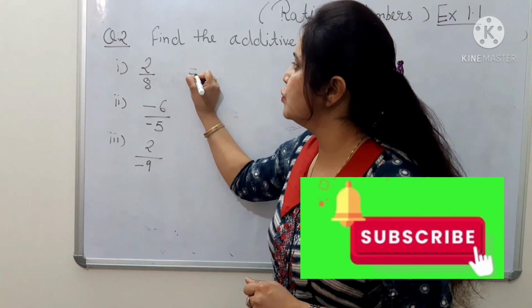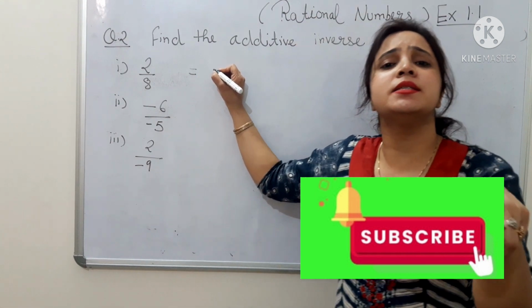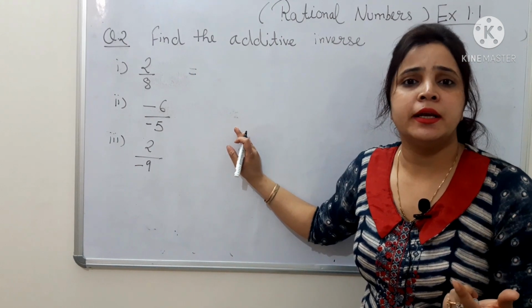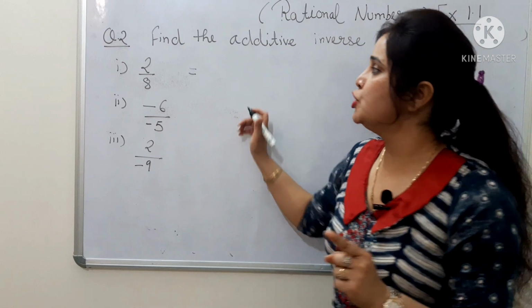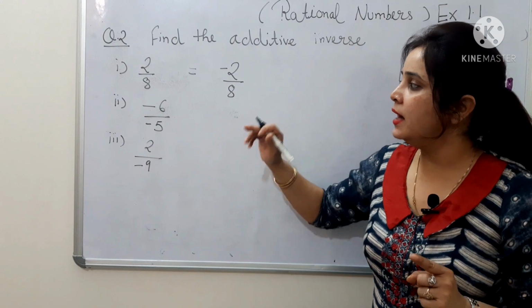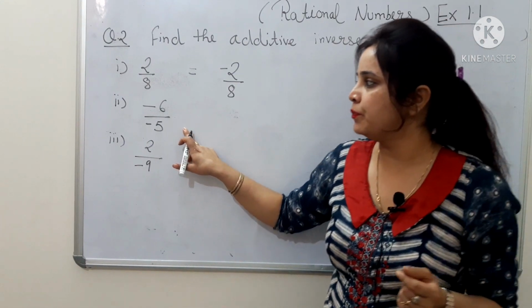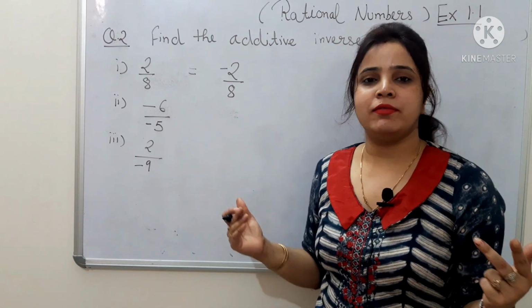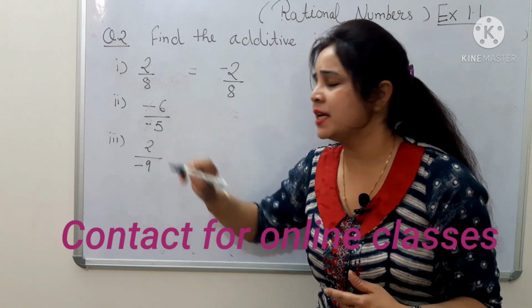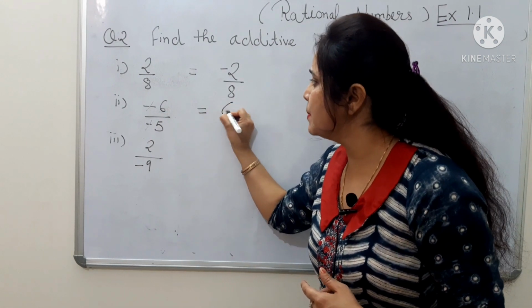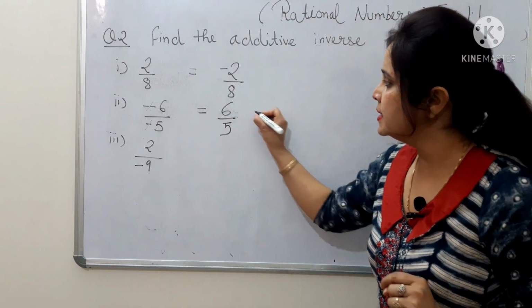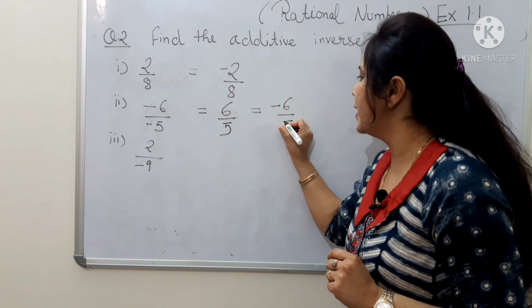The additive inverse of 2 upon 8 is, because I am saying this thing, it is just the change of sign only. So 2 upon 8 will become what? It will become, yes, minus 2 upon 8. Isn't it? And now this question is tricky, a little bit tricky. Okay. So minus 6 upon minus 5. Yes, my students are very smart. So minus and minus will cut here and it will become 6 upon 5. Now what is the additive inverse of it? Yes, it is minus 6 upon 5.